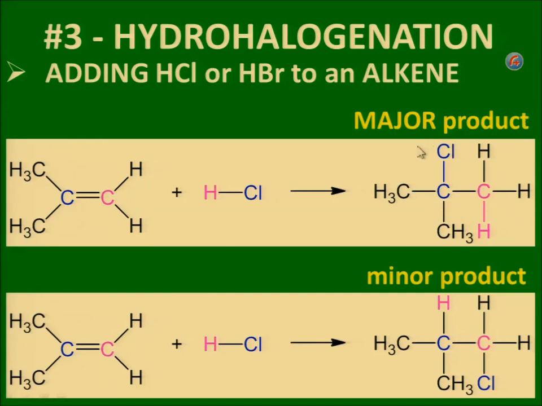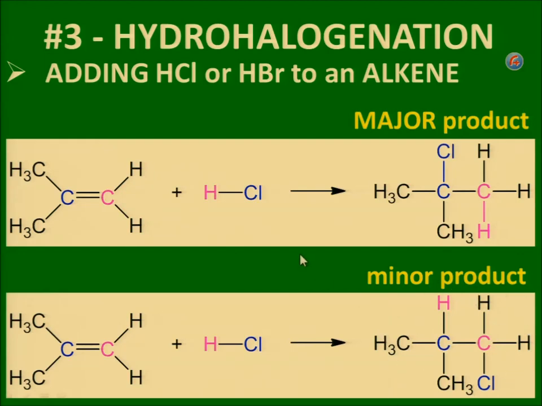This we call the major product. The product that is the most likely to form, the most stable product. And we have a rule to identify it. If we turn it around and the pink hydrogen goes to the blue double bond carbon and the blue chlorine goes to the pink double bond carbon, you form the minor product.